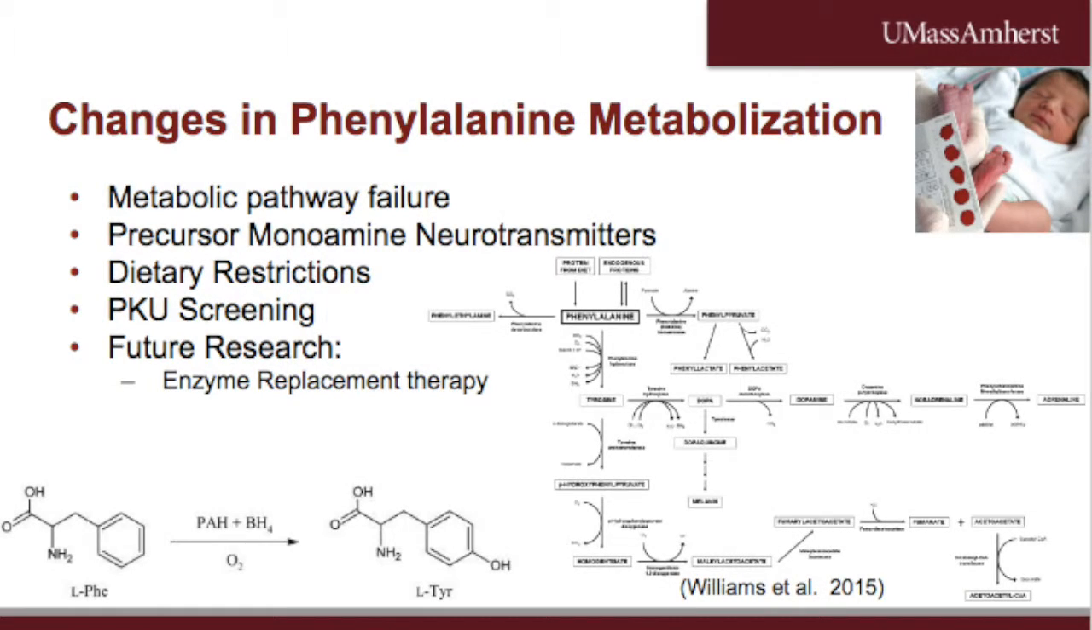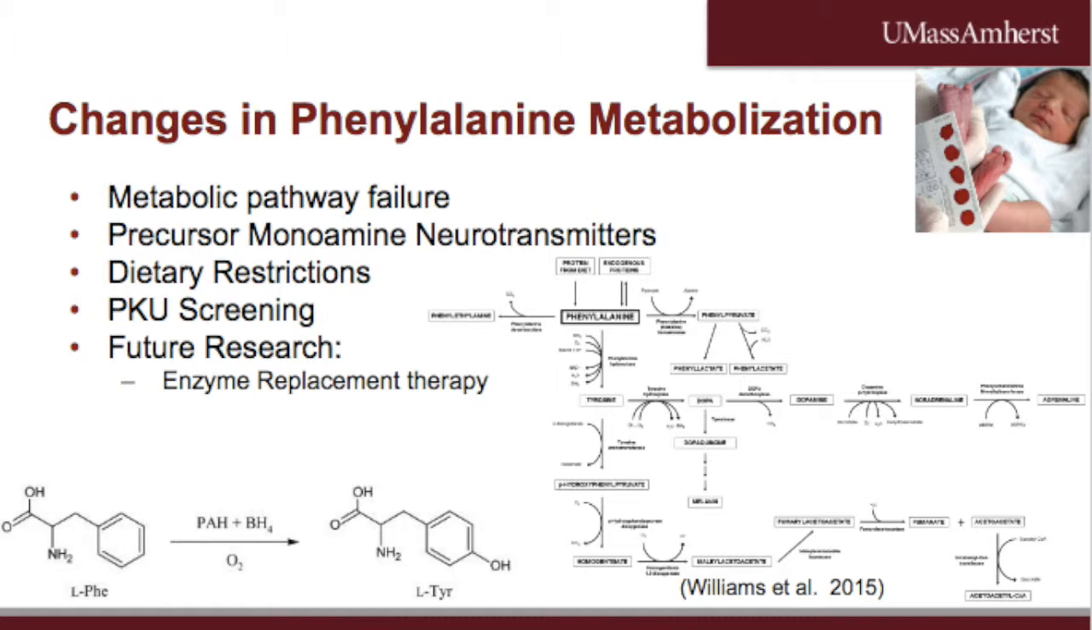Moving on to changes in phenylalanine metabolization. Basically, PKU patients have a metabolic pathway failure. As we can see in the left figure, phenylalanine hydroxylase, PAH, and its cofactors BH4 and O2 convert phenylalanine into tyrosine in a healthy human liver.